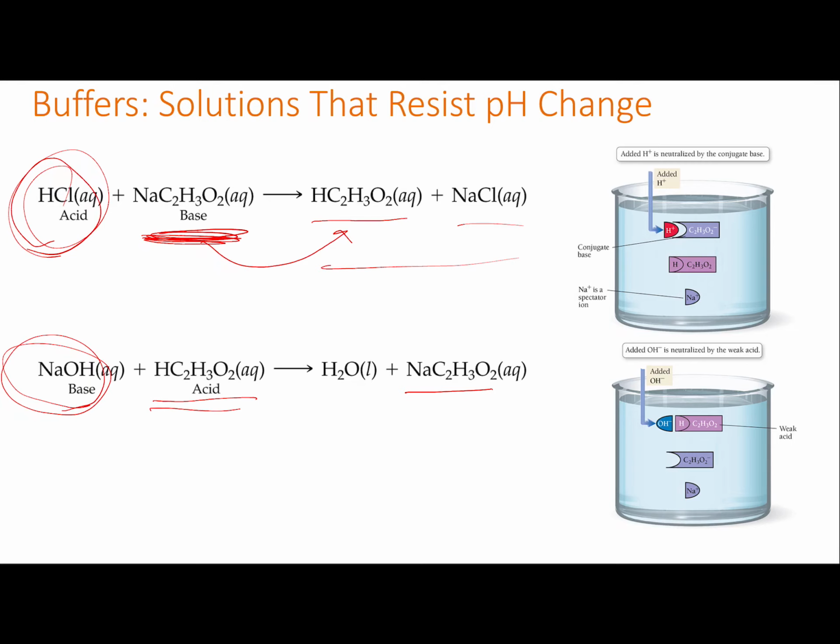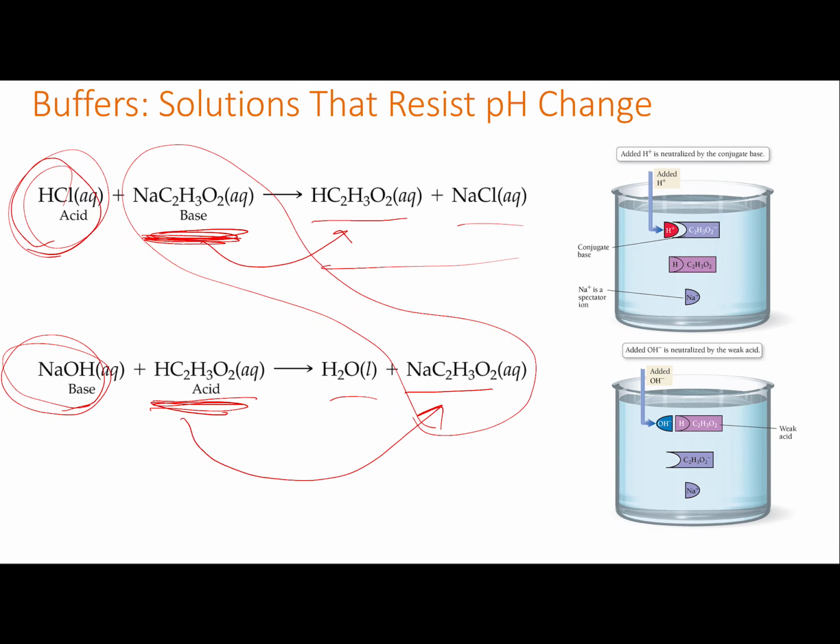If we were to add sodium hydroxide to this buffer system instead, the sodium hydroxide, the strong base, would react with the acid part of our conjugate. This would neutralize, form water, and it would turn some of the acid back into the conjugate. But in both cases, the conjugates are there to protect from acids or bases, because it resists the change in pH.